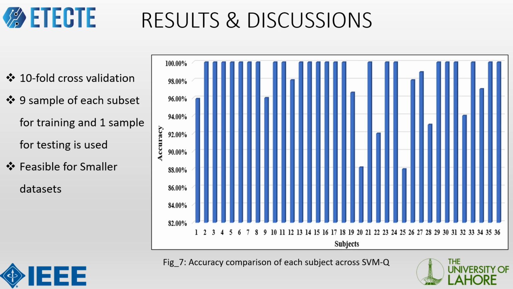We have used the cross-validation method to train the model, in which the value of k has been set to 10, which means that 9 samples of each subset will be used for training and 1 sample will be used for testing. The reason why we used the cross-validation method is that it is feasible for a smaller dataset. This is figure 7, which shows the accuracy comparison of different classes.